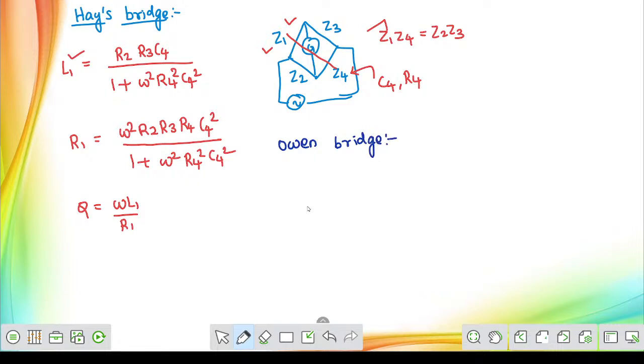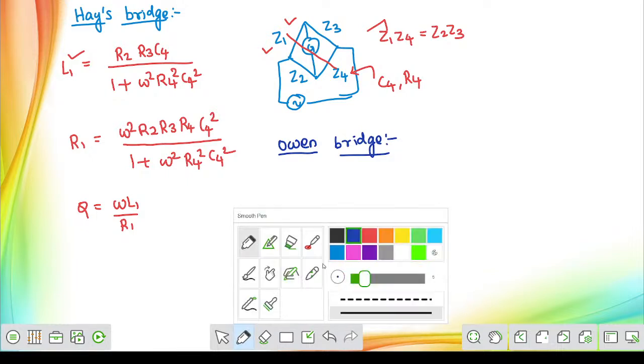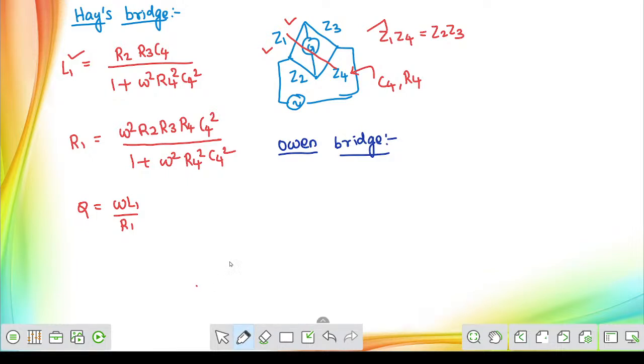So we have finished Maxwell inductance bridge, Maxwell inductance capacitance bridge, and Hayes bridge. Now we are discussing Owen's bridge. In Owen's bridge, we will also be having capacitance and all other things. As usual, what is the formula to calculate the value of unknown inductance and resistance?